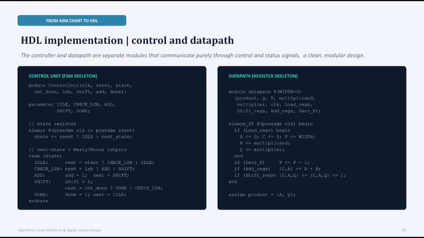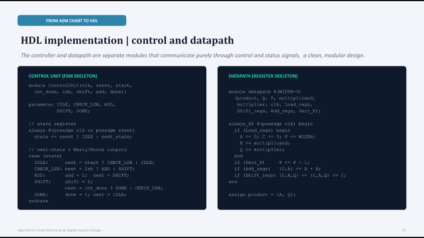Notice first that the controller and datapath are separate modules communicating purely through control and status signals. That's the 2-part structure from slide 2, now realized as actual code. On the left, the control unit skeleton. A state register updates synchronously on the clock, and a case statement over the current state determines the next state and asserts Mealy or Moore outputs exactly as we trace through the ASM chart. Start branches out of idle, LSB branches at check_LSB, and so on.